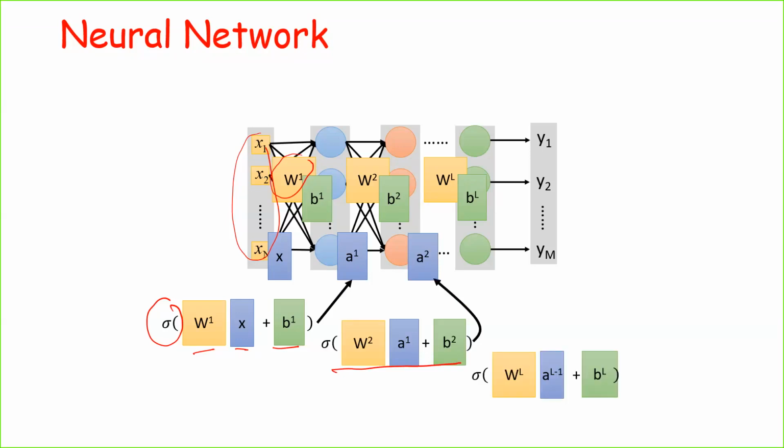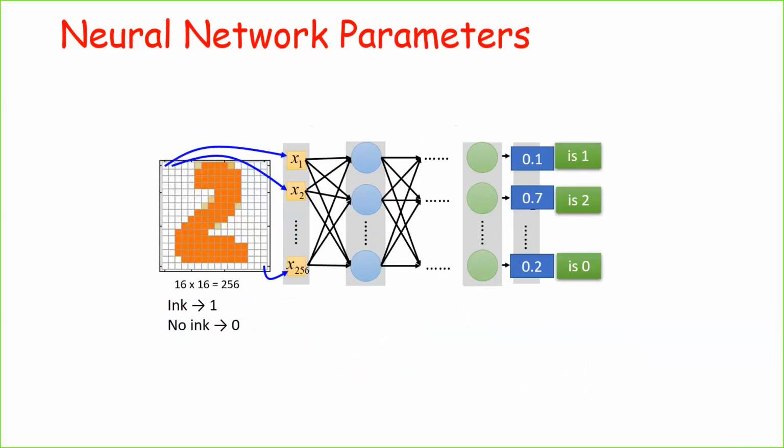And you repeat the process till the last layer. It means you multiply WL with AL minus 1, add the bias BL, give it to the sigmoid, and you will get the output units at the last layer. This is the procedure. We call it forward propagation. Is this process clear? Yes, sir.